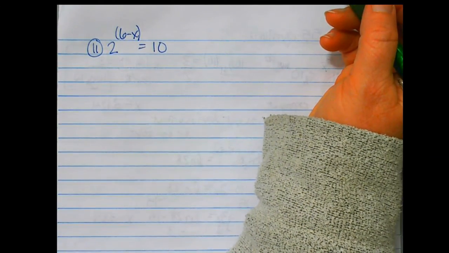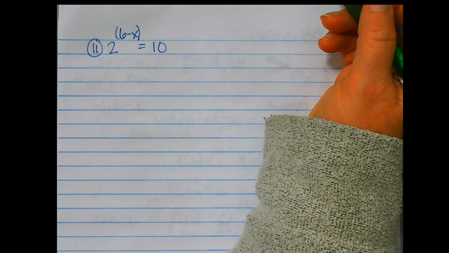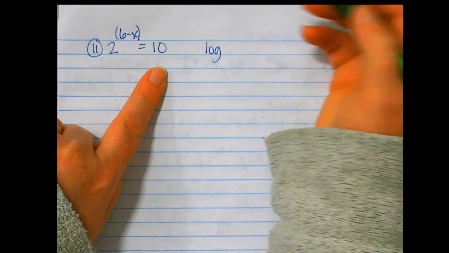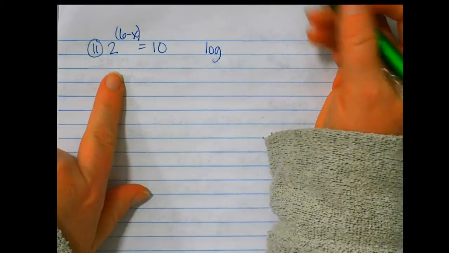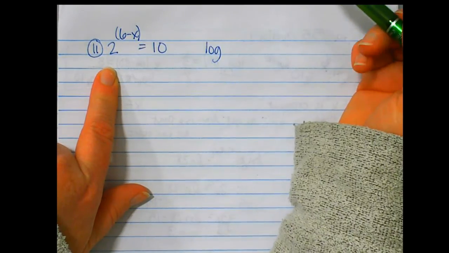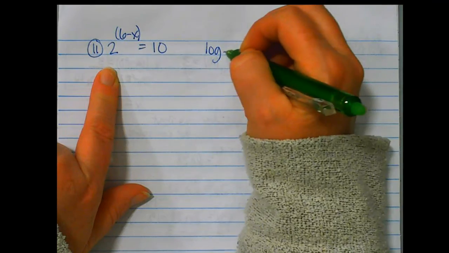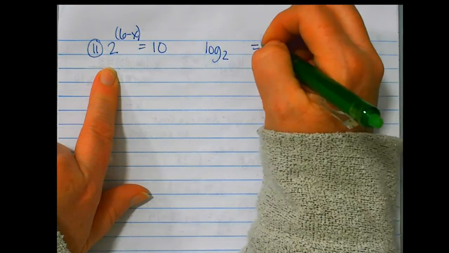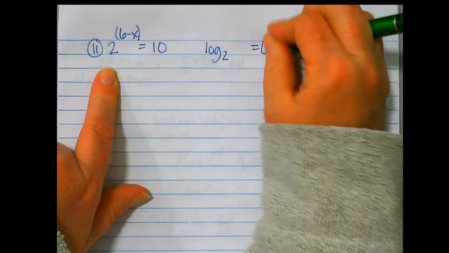Okay, I can't do that. I have to get it out of the sky using logarithms. So I can either take log of both sides, or we can say log and write it out. Of these 3 things, 2, exponent, and 10, which of those 3 things is the base? 2. So log base 2. Which one is the exponent? So it goes here.